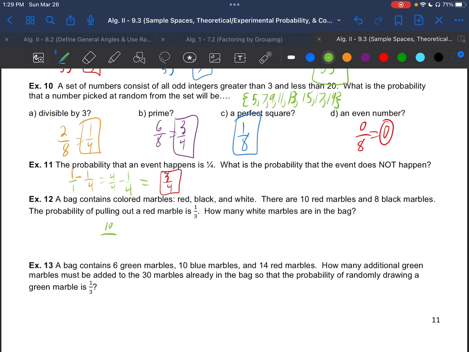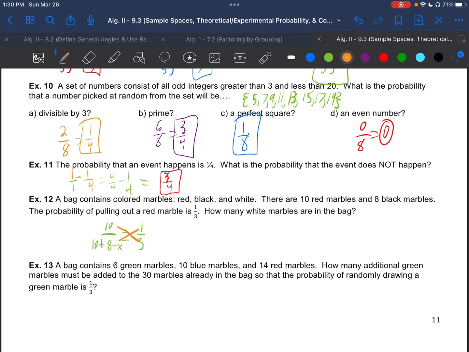So you'd put 10 over however many total marbles there are to give you 1/3, the probability of pulling it out. Now we don't know how many total there are, but we know you would add 10, the red, plus 8, the black, and let's call x the number of white marbles. That's what you would do. If you knew x, you'd add it with 10 and 8, and you'd put it on the bottom of that fraction, and that would reduce to 1/3. So let's set it up this way. And now, since this equation would be true if we knew what x was, it must be true even if we don't know what x is.